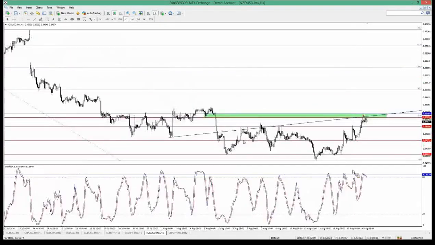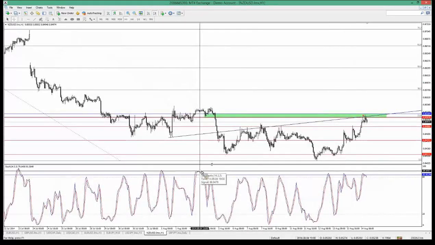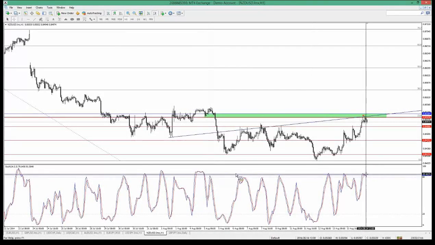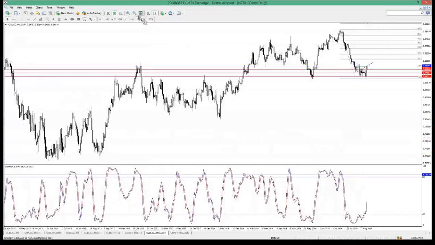So there's nothing on here. You can see obviously we've got this swing high here, and stochastics all the way down. Yes, nothing really showing up on the hourly. Well, possibly, but still a little bit on the early side. Still a bit on the early side. So nothing really happening there.